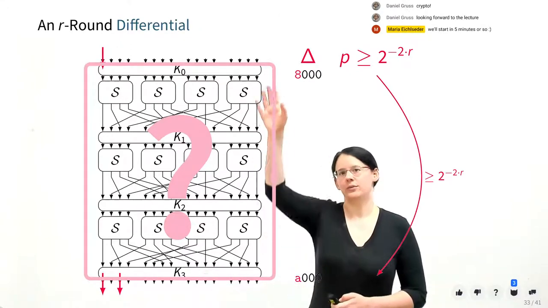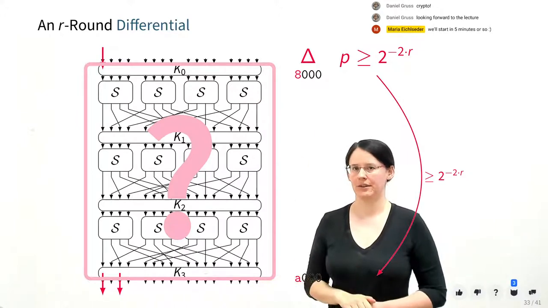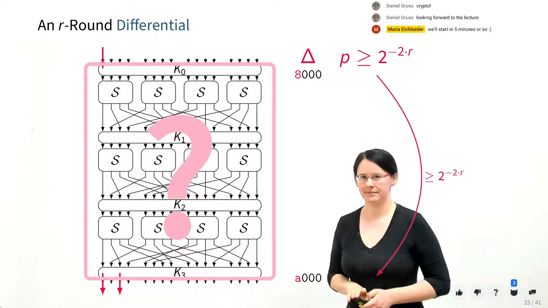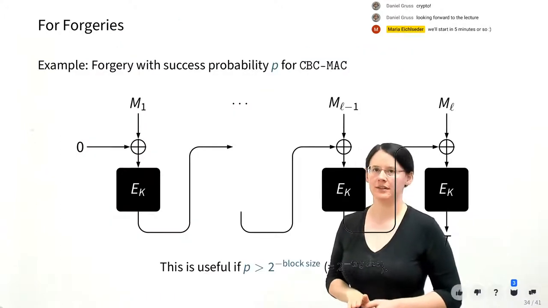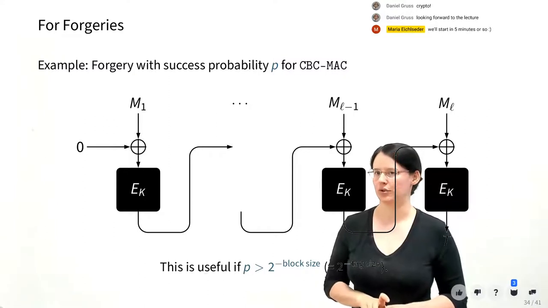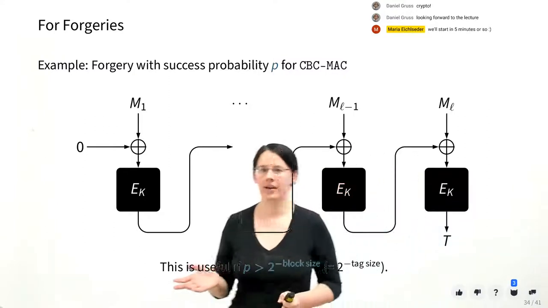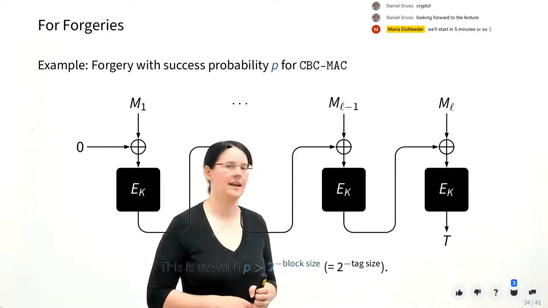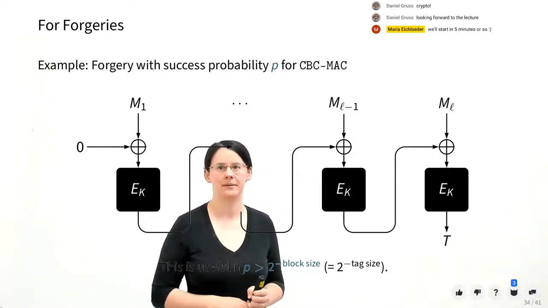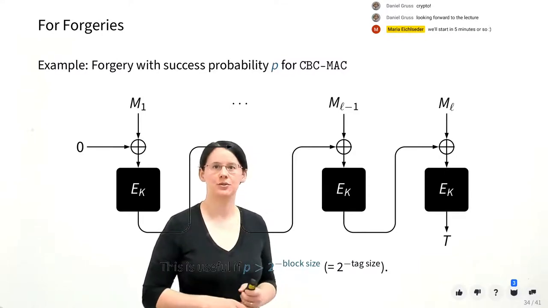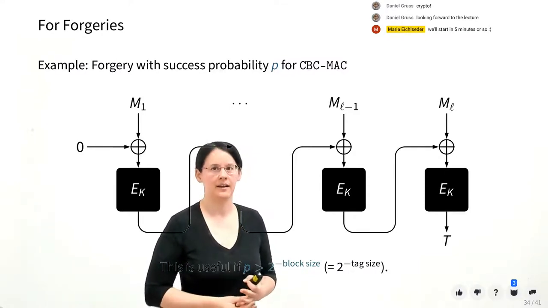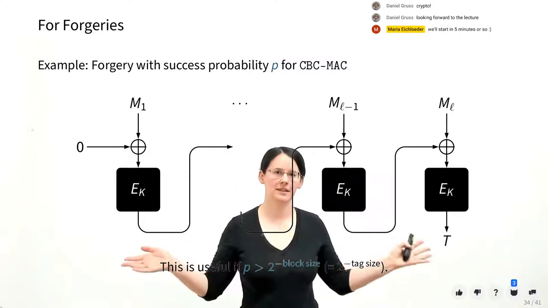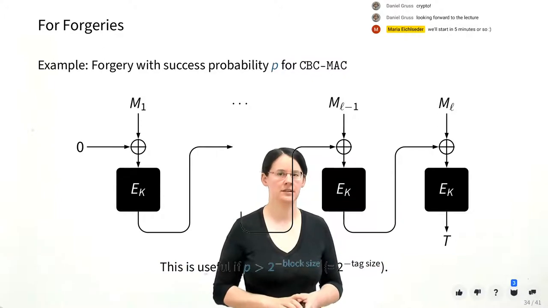Okay, so if we do have now such a differential with a high probability, what can we do with it? I already hinted at it in the beginning. One of the things you can do with it is create, for example, forgeries. And I want to show you an example of how this could be done in a well-known message authentication code construction, CBC-MAC, where if you remember, CBC was short for cipher block chaining. So this is a way how you can extend the fixed size block cipher to a message authentication code for a long message.